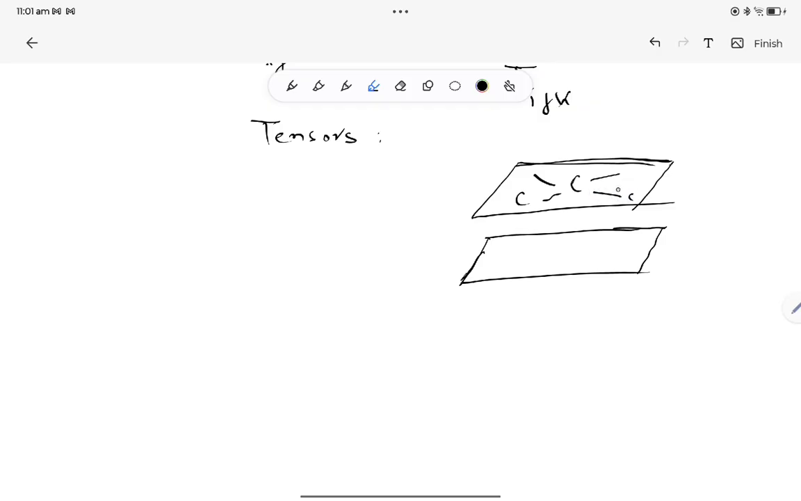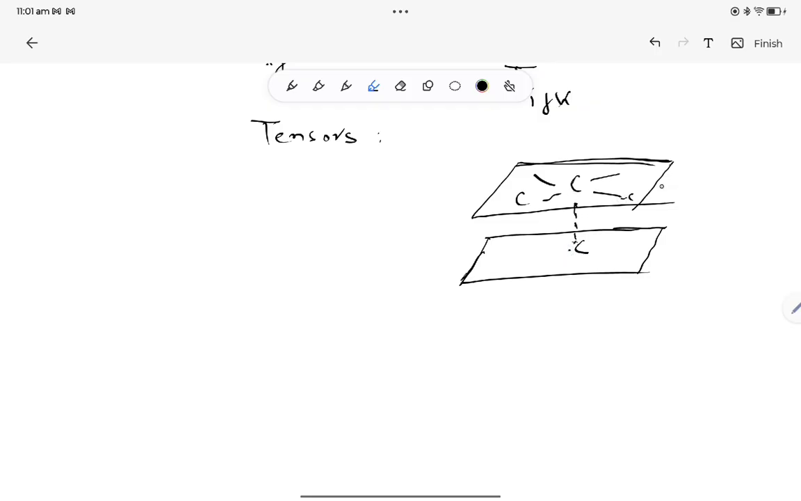These carbon atoms are bonded by strong covalent bonds. That means carbon atoms within one layer are strongly bonded to each other, but carbon atoms in one layer are weakly bonded to carbon atoms in another layer. These weak bonds are those van der Waals bonds you might have heard of. Van der Waals interaction. So this bond is weak, this bond is strong.